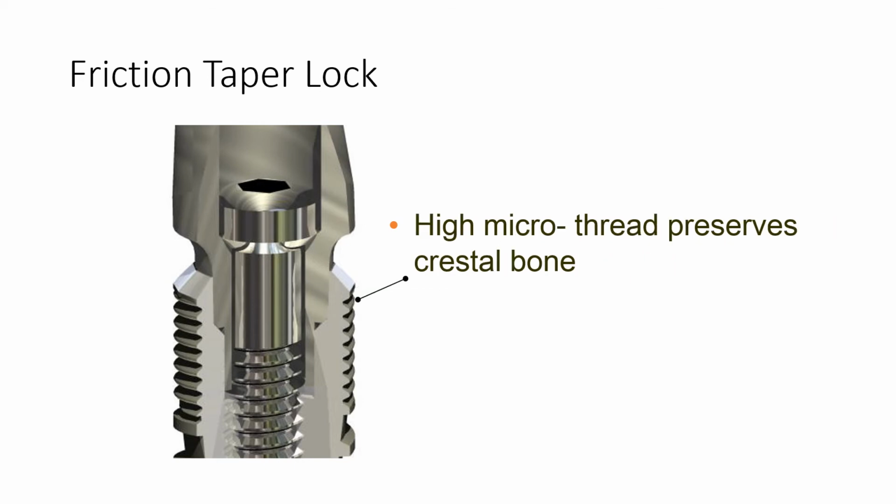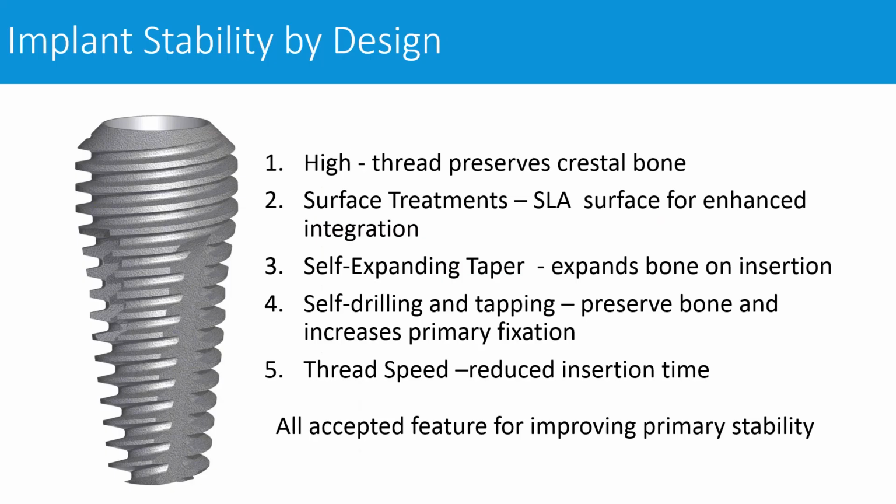The threads are taken up high on the entire range except for the 3.25 where the head is grip blasted. A high thread helps preserve bone at the crestal level. If we look at the implant design features which promote primary fixation important for osseointegration, they are as follows. A high thread preserves crestal bone.